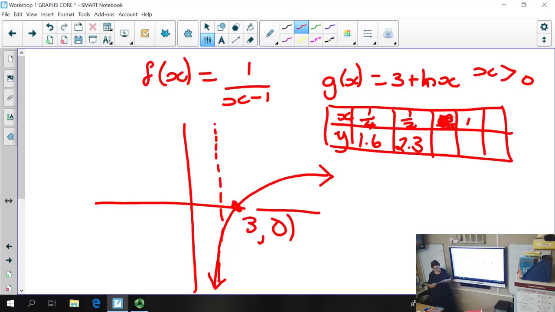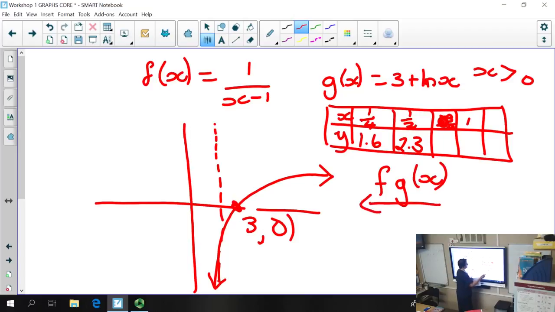Okay, and then they say find an expression for f(g(x)). So f(g(x)), this is easy. g goes into f. So it is then 1 over 3 plus ln x minus 1. And don't leave it like that, they want the final answer: 1 over 2 plus ln x. Very easy.